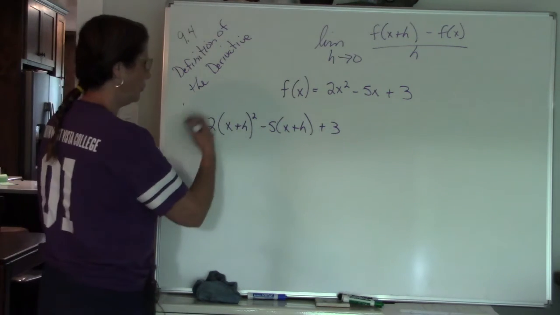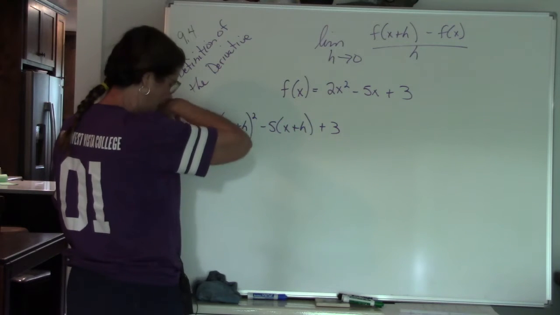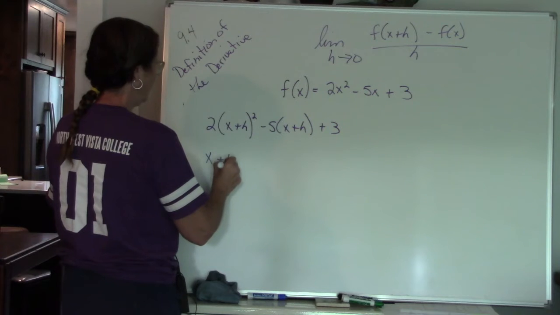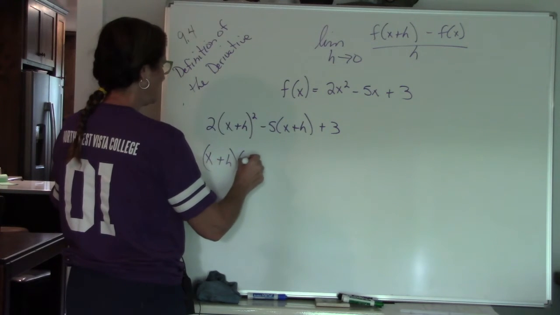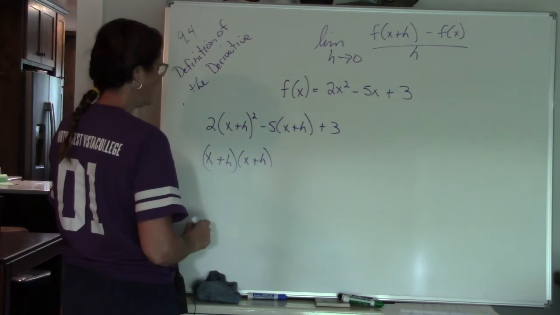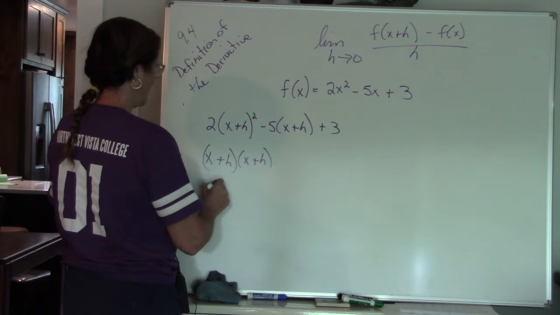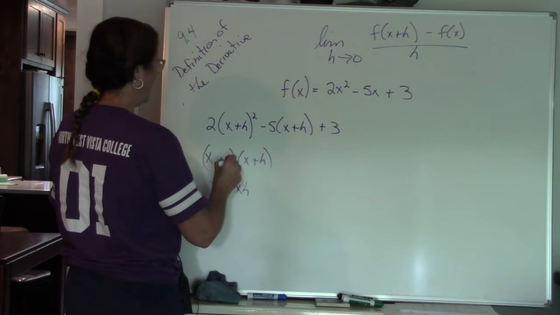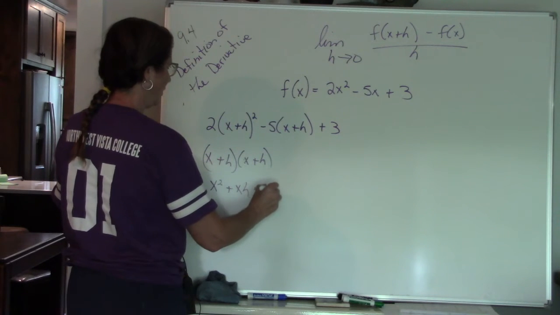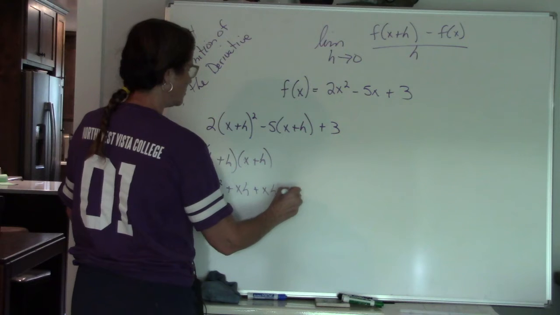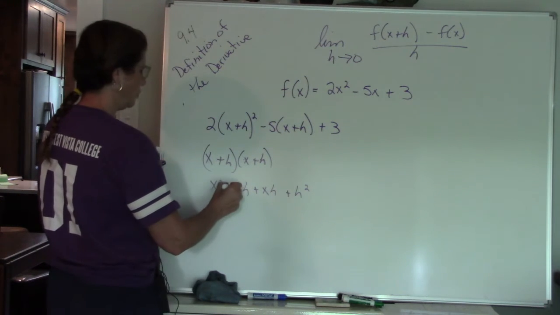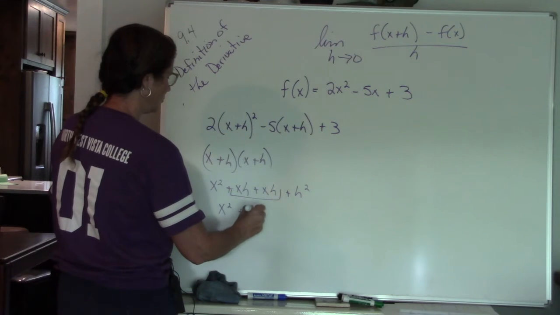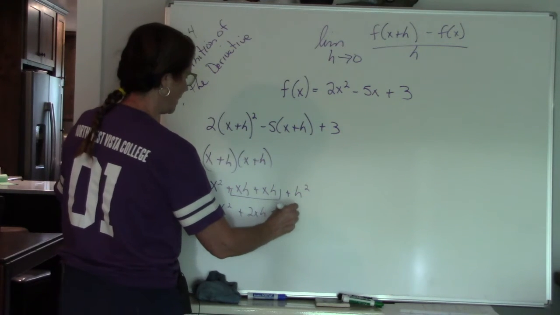All right, so let's go ahead and do this. So this is step 1. x plus h squared. So remember FOIL? This is x plus h times x plus h. So x times x is x squared. x times h is xh. h times x is another xh. And h times h is h squared. So I'm going to add my like terms. So I have x squared plus 2xh plus h squared.